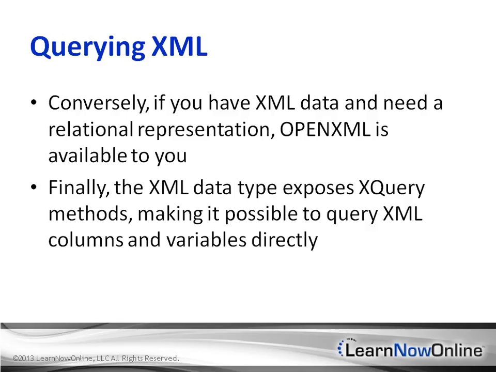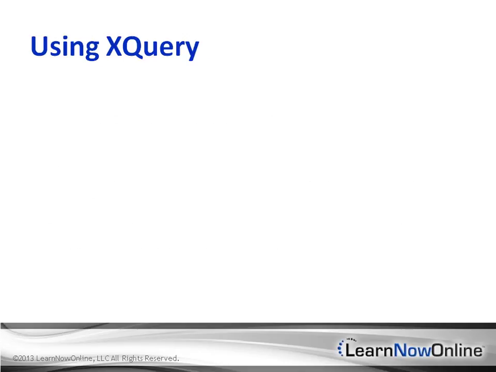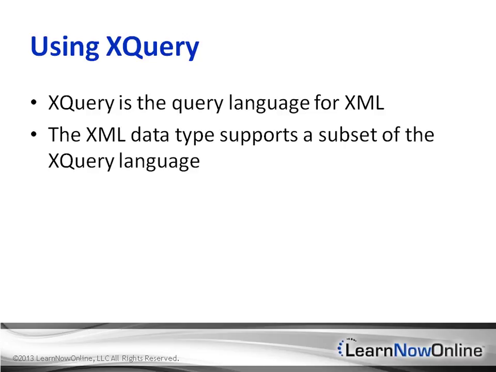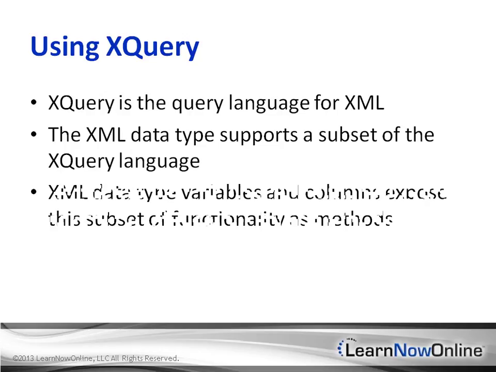Finally, we're going to take a look at the XML data type, which exposes XQuery methods, making it possible for you to query the XML columns and variables directly. So starting off with that, XQuery is the query language for XML. The XML data type supports a subset of the XQuery language. Variables and columns declared as XML expose this subset of functionality as methods.